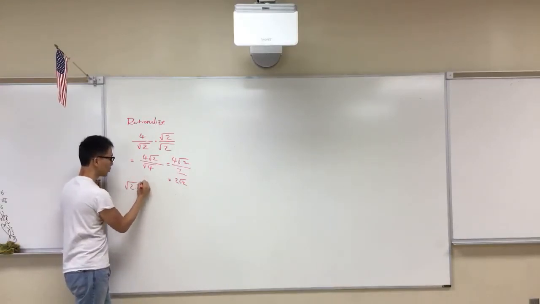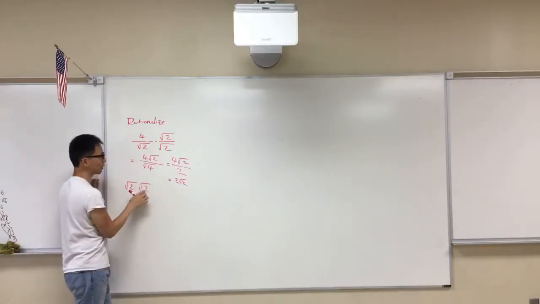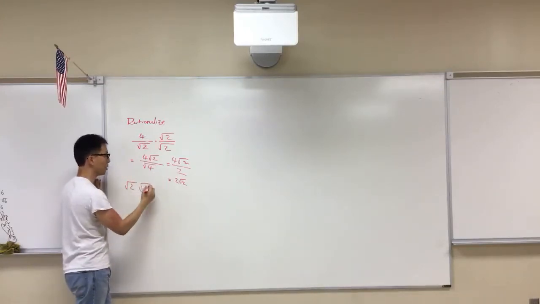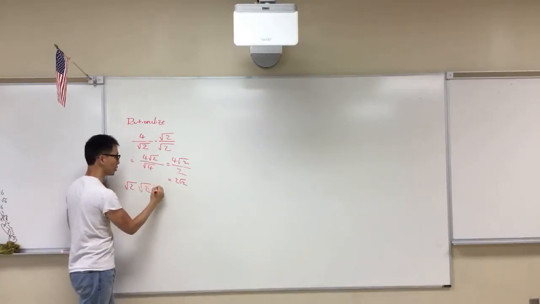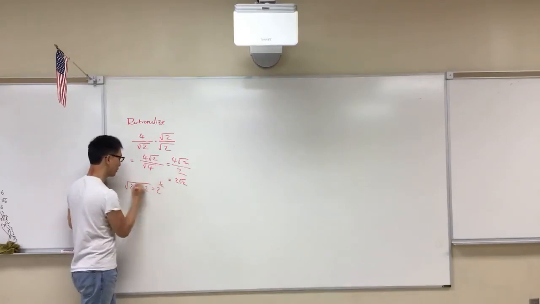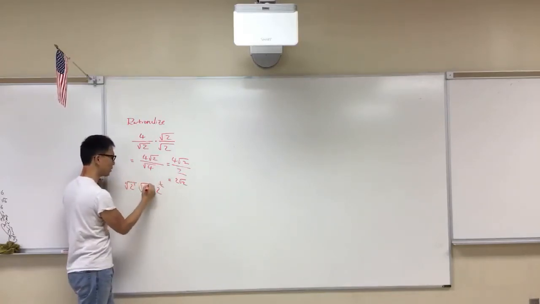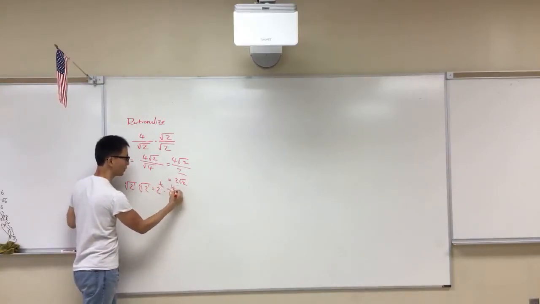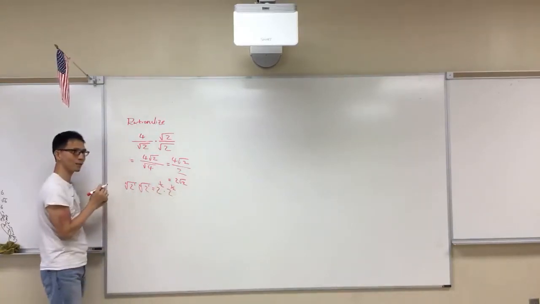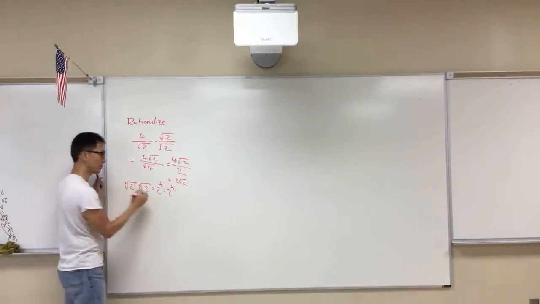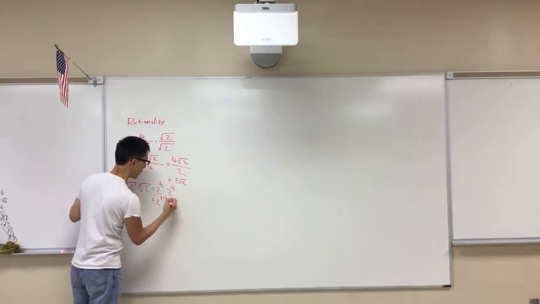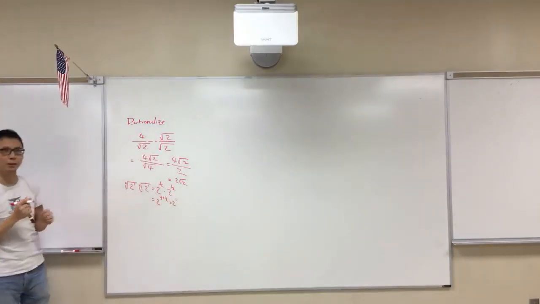A lot of people ask why square root 2 times square root 2 equals 2. The first way to look at it: square root 2 times square root 2 is square root 4, and square root 4 is 2. The second way is 2 to the 1/2 power, because roots are powers, times 2 to the 1/2. Since they have the same base, the powers add. So that's 2 to the 1/2 plus 1/2, which is 2 to the 1 power. That's another way to do it.